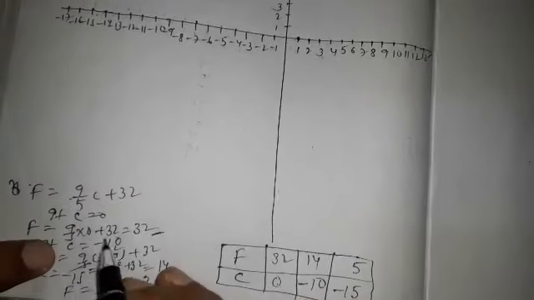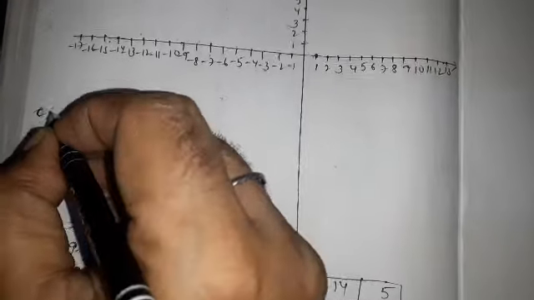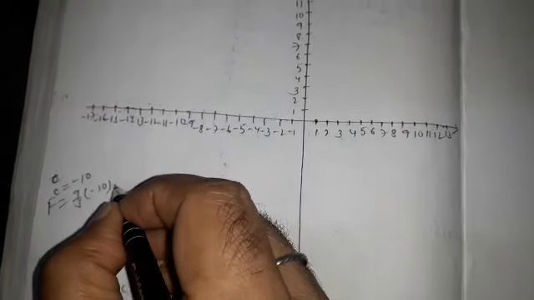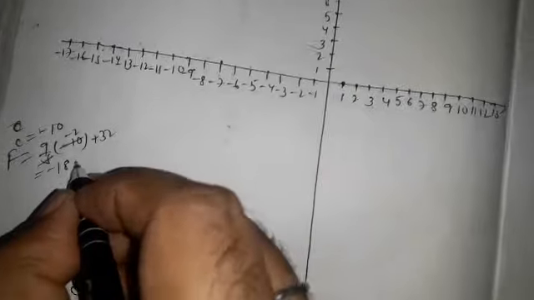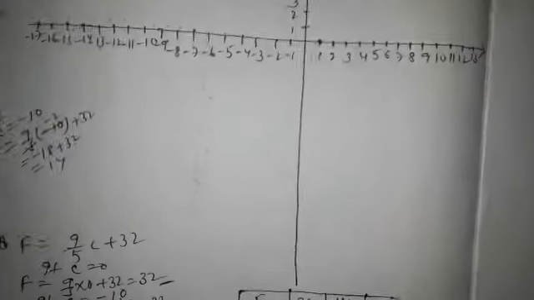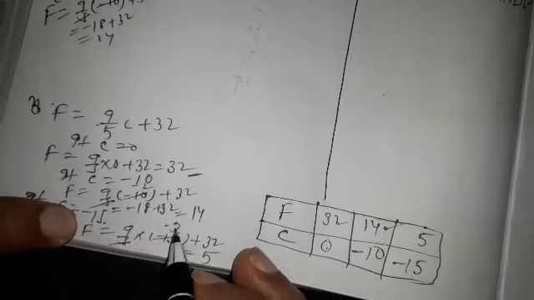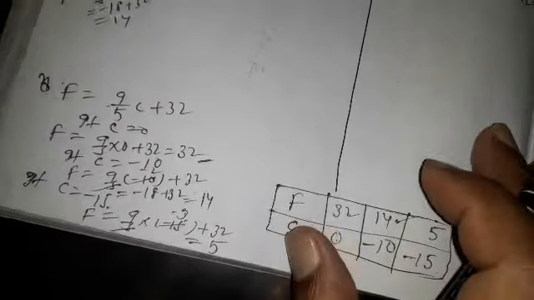If C is taken as minus 10, then F is equal to 9 by 5 into minus 10 plus 32, which is minus 18 plus 32, that means 14. So F is 14. If C is taken as minus 15, similarly, minus 3 into 9 is minus 27, plus 32, which is 5.